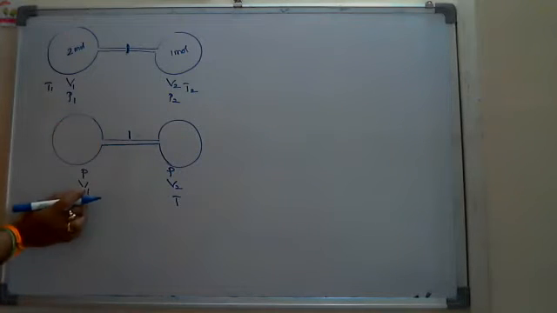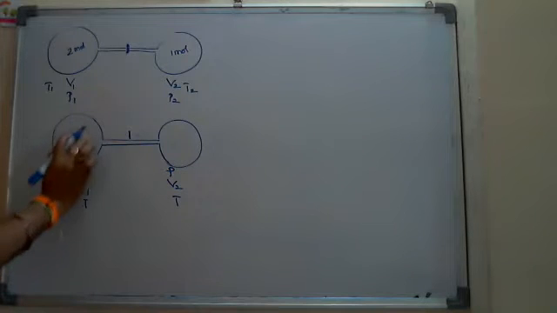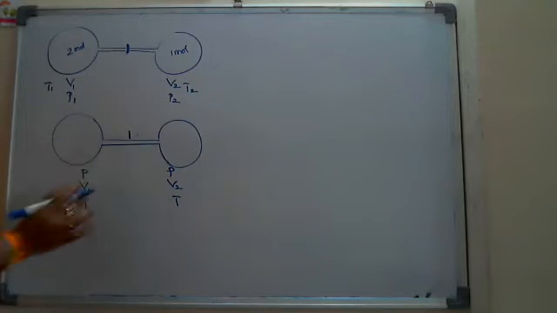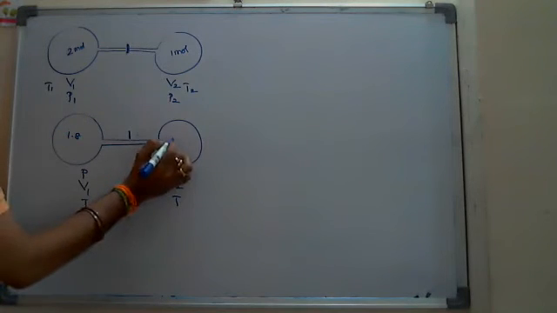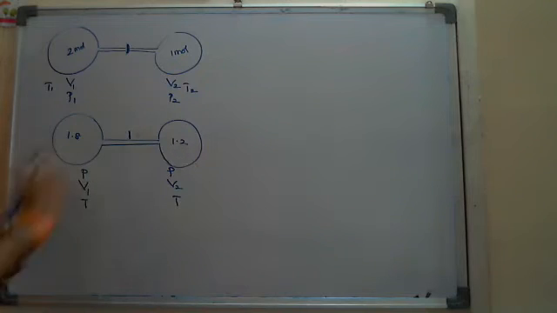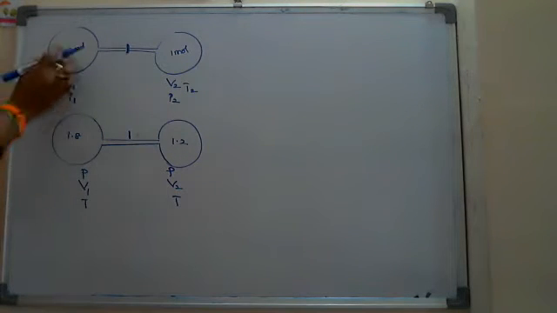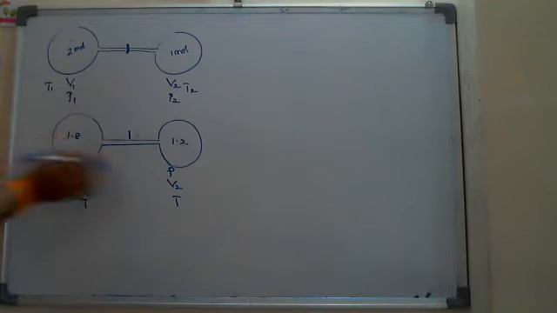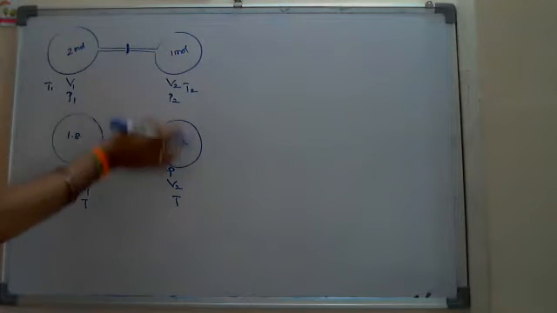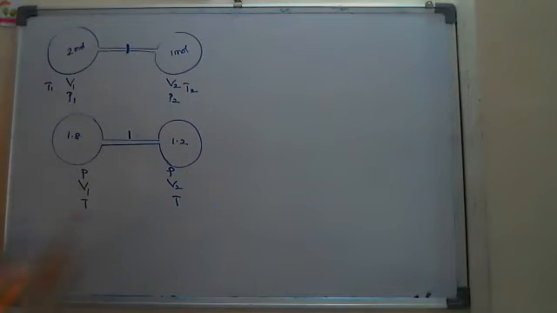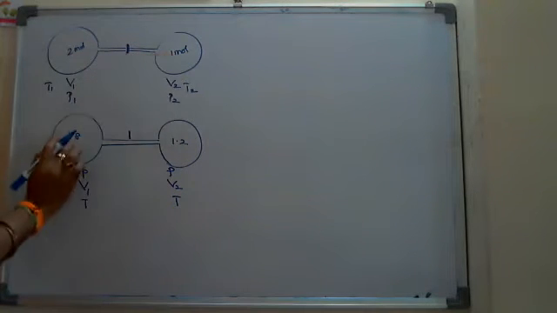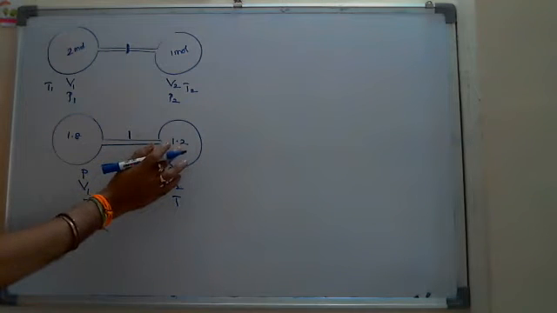Here the volume will be the same, but the number of molecules in this bulb and that bulb will change. So it may go to something like 1.8 and that will come to 1.2. But look here, the number of moles in the first bulb before and after are not equal. And here also the number of moles are not equal. But the total number of moles in the two bulbs will be the same. 2 plus 1, 3. Here 1.8 plus 1.2, that is also 3.